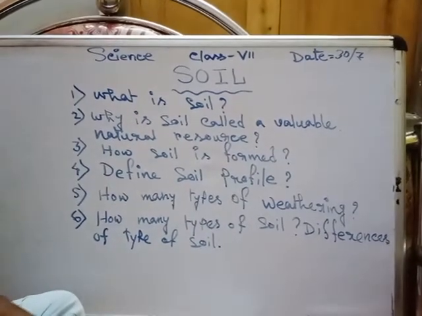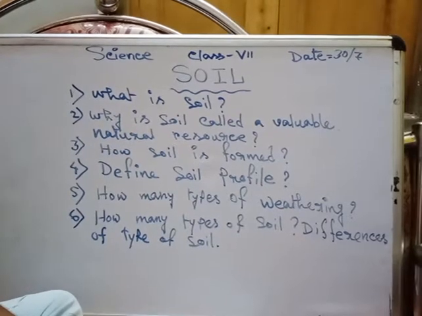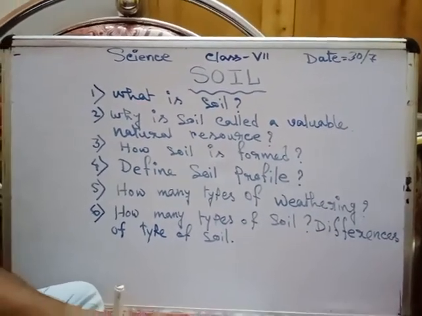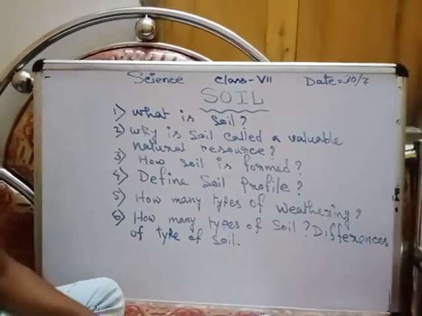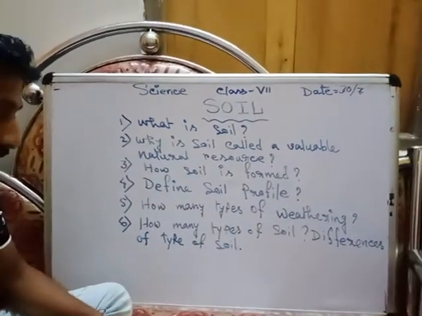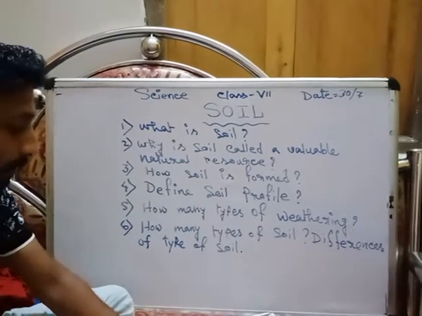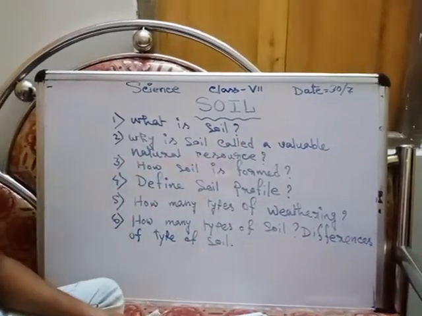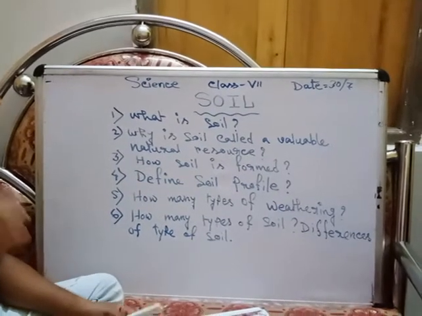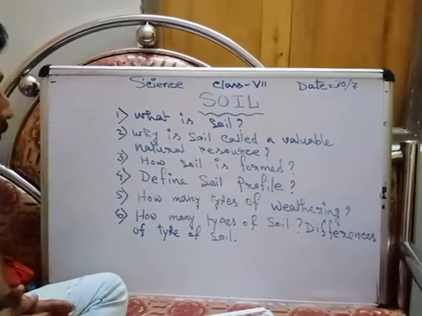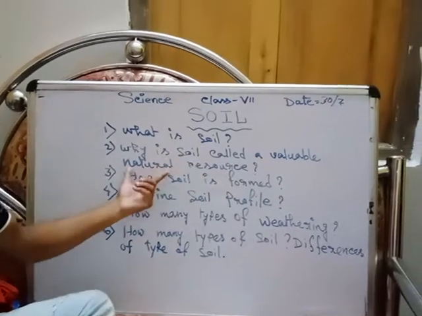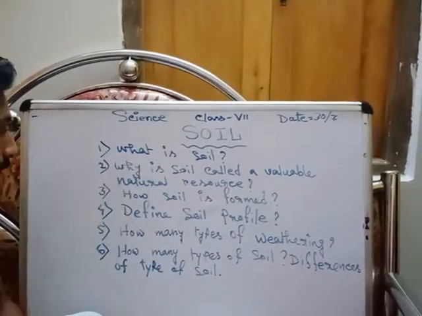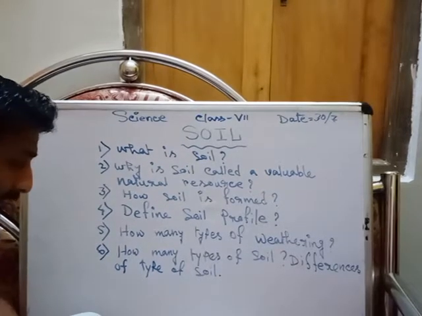Okay, at first I will tell you what soil is. Soil is the uppermost layer of the earth's crust. That means soil is the topmost layer of the earth's crust. Soil is a valuable natural resource. Why is soil called a valuable natural resource? What is the value of soil? Soil is a natural resource. Why is it valuable? Now we will know these things.